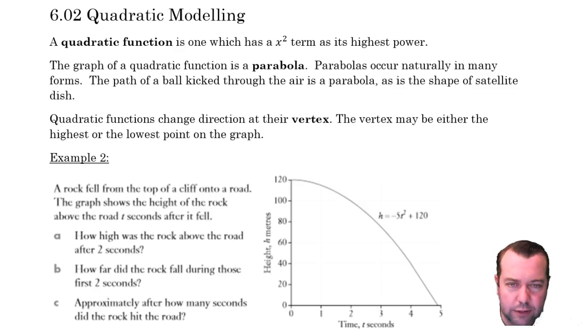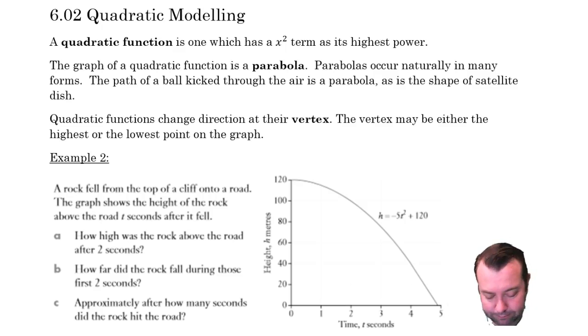They turn around at one stage, and that point where they turn around and go the opposite direction is called the vertex. They're symmetrical. They have an axis of symmetry that passes through the vertex. And that vertex will either be the highest or the lowest point on the graph.